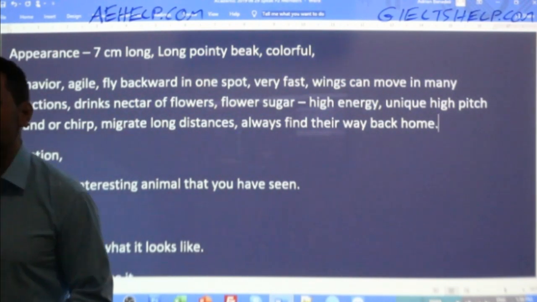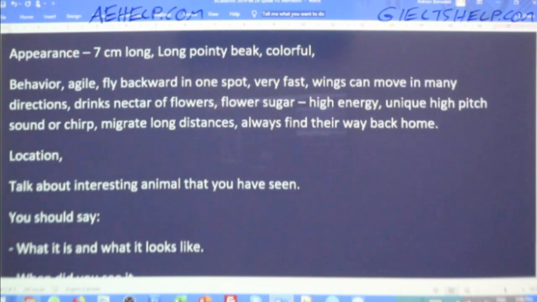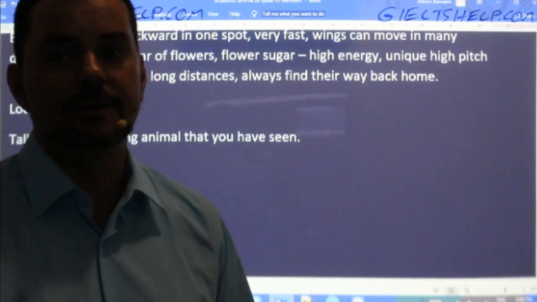I don't know if they partner for life. I'd have to check that. But anyway, okay, so they have very interesting behaviors. You don't need to know all of them, just a few of them so you can keep talking. All right, now, where did you see it? Okay, location. Where do they live? Where do you see it?